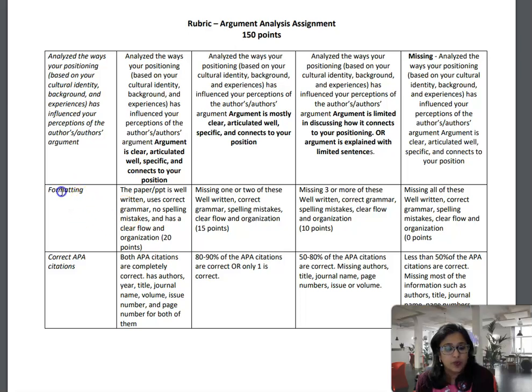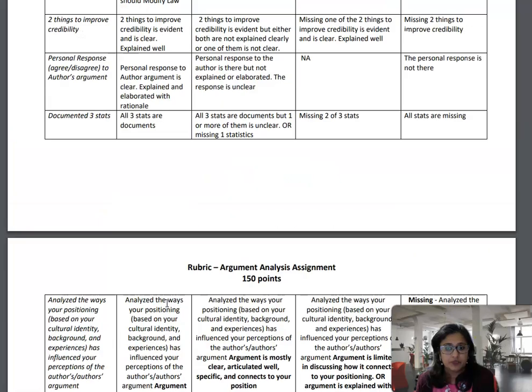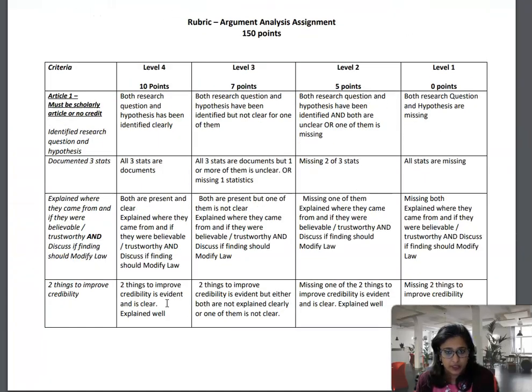There are also 20 points for formatting, and there are 10 points for APA citations. Once again, use the APA citations that you got directly from the library Zoom or directly from the article to do this. Sometimes there are minor changes to do, otherwise it all works. So this is your argument analysis.